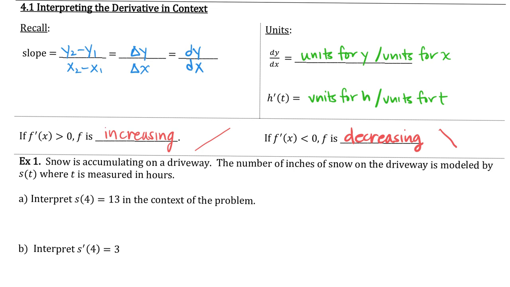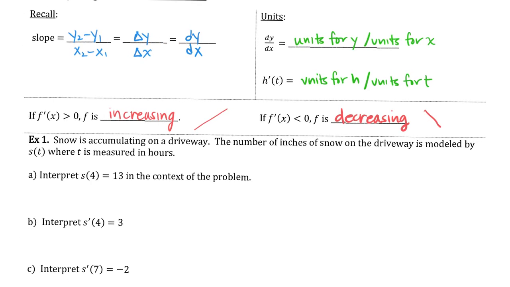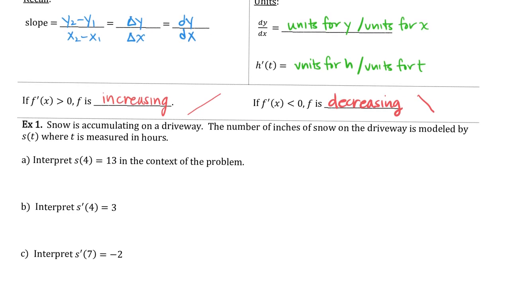Let's look at example 1, and we're just going to interpret the situation. Snow is accumulating on a driveway. The number of inches of snow on the driveway is modeled by S of t, where t is measured in hours. A, interpret S of 4 equals 13 in the context of the problem. So we're evaluating the function S at t equals 4. What does 4 represent? That's your t. T is measured in hours.